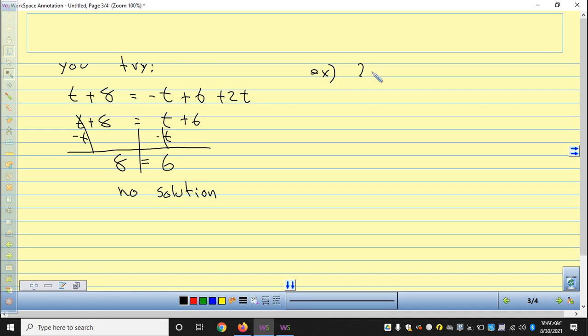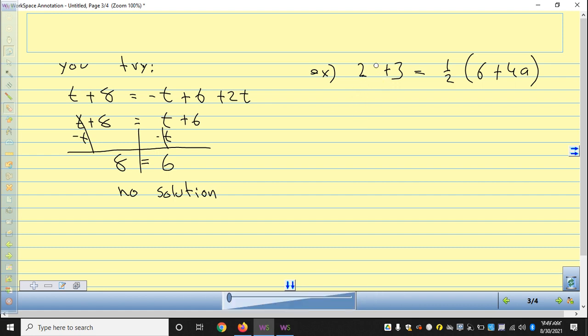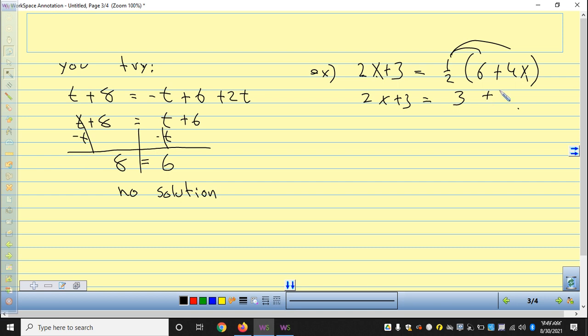We'll do this one together. 2a plus 3 equals 1/2 times 6 plus 4a. Actually, I'll rewrite it. I'm going to write x since we like x's better. All right, so what do I want my first step to be here? Distribute. So I get 2x plus 3 equals 1/2 times 6 is 3, and half of 4 is 2.